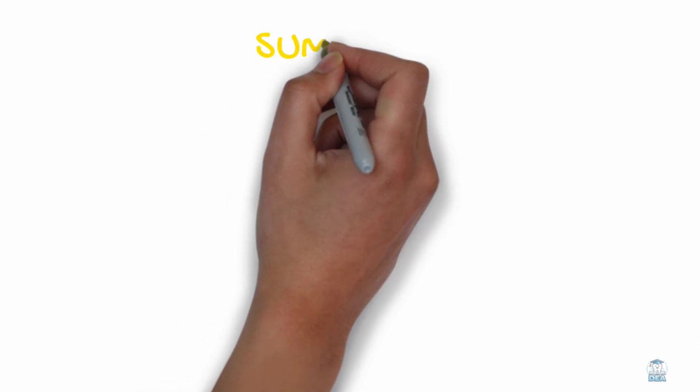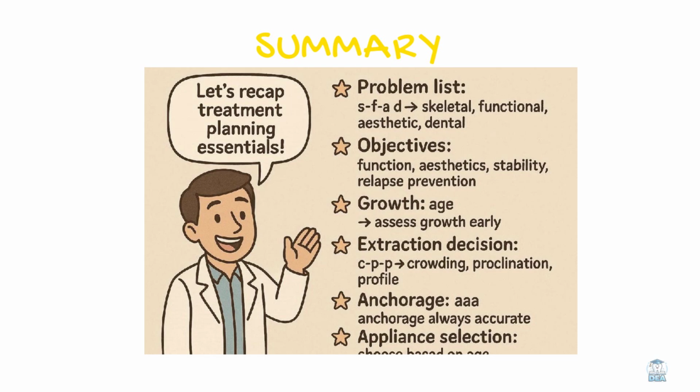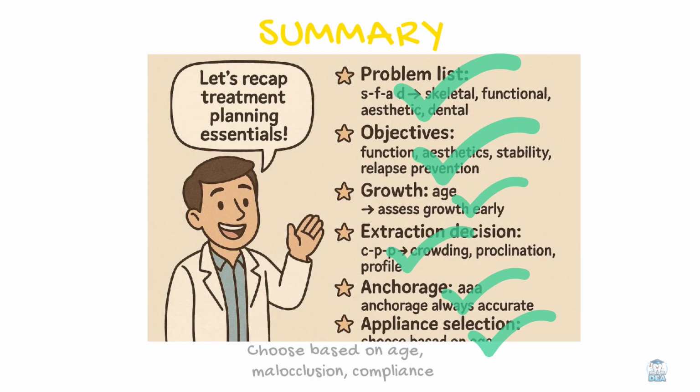To summarize, the essentials of treatment planning are: problem list, SFAD, skeletal, functional, aesthetic, dental; objectives, function, aesthetics, stability, relapse prevention; growth, AGE, assess growth early; extraction decision, CPP, crowding, proclination, profile; anchorage, AAA, anchorage always accurate; appliance selection, choose based on age, malocclusion, and compliance.